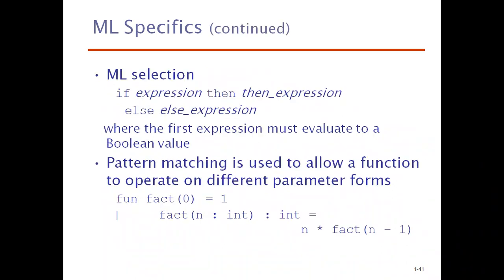Selection construct in ML: if expression, then expression, else expression, where the first expression must evaluate to a boolean value, otherwise it will give you an error. Pattern matching is used to allow a function to operate on different parameter forms, like this: fun fact(0) = 1, fact(n : int) = n * fact(n - 1). That means the type is given to n, and if the factorial is provided with the input 0, then it will return 1.